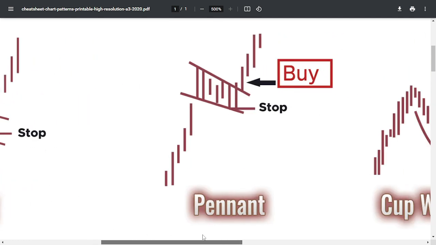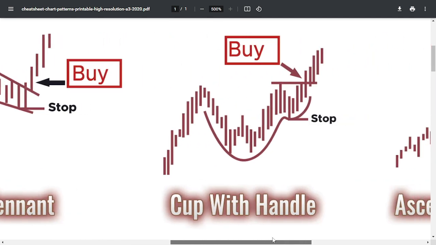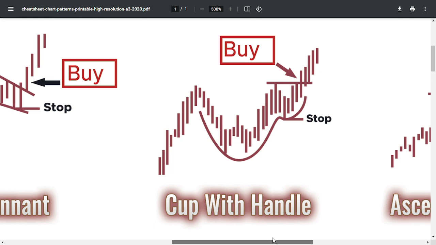Okay, so let's go back to the other one, and the third chart pattern is the cup with handle. This one is not that common, and it's rare to see this pattern on the chart, but yeah, you can see it, and it's actually hard to draw this pattern. Okay, and so what is the cup and handle? As the name says, it looks like a cup. From here to this point, it looks like a cup, and from here to here, it looks like a handle.